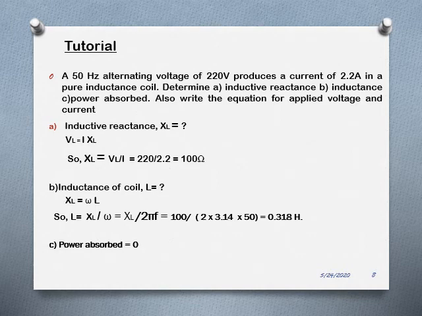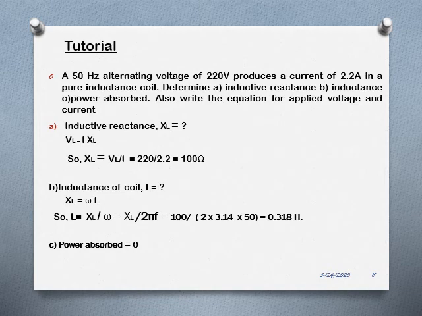The inductive reactance XL, what you have to find out. You know that the voltage across the inductive reactance is the current flowing through that inductor into the reactance term. That is VL is equal to I into XL. Just like V is equal to IR for a resistor. So XL will be VL divided by I. VL is 220 divided by current is 2.2. So you get it as 100 ohm. The unit of inductive reactance is ohm.